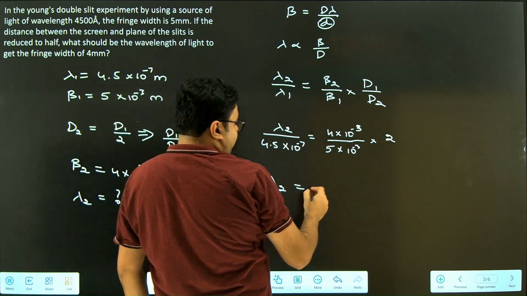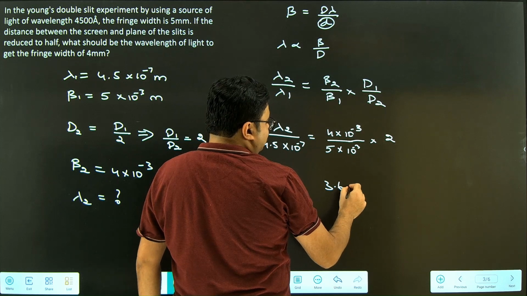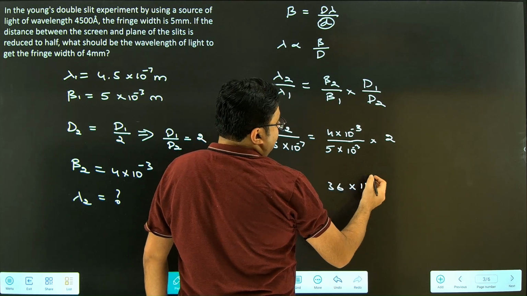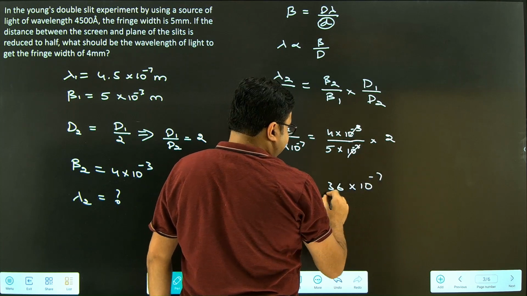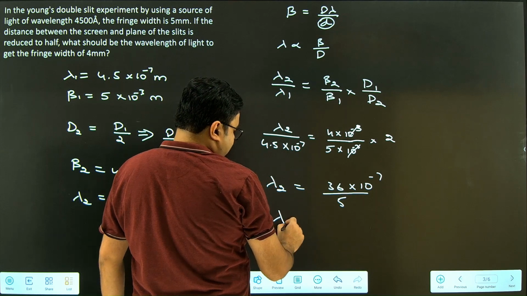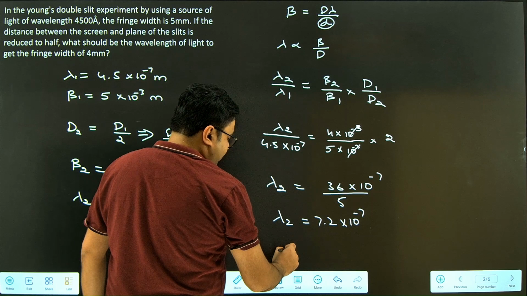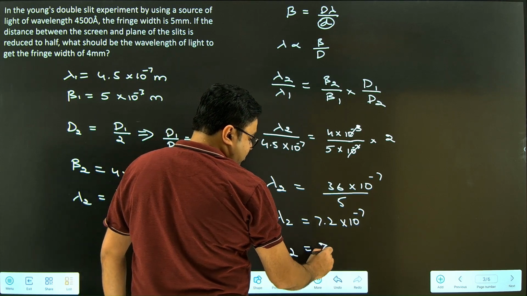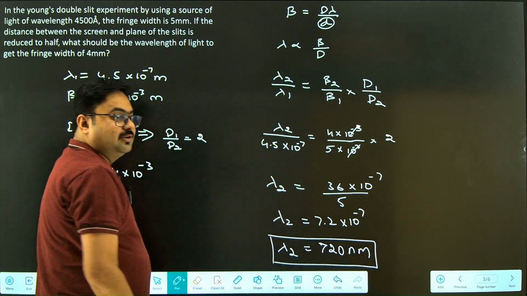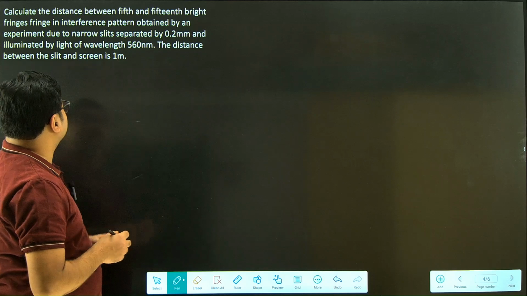8 into 4.5 is going to be 36, 3.6 by the way, 36 into 10 to the power of minus 7 divided by 5. 36 divided by 5 would turn out to be 7.2 into 10 to the power of minus 7, which can be written as 720 nanometer. So that is the answer to the question. So it's as simple as that. Let's go ahead and look at the next question.